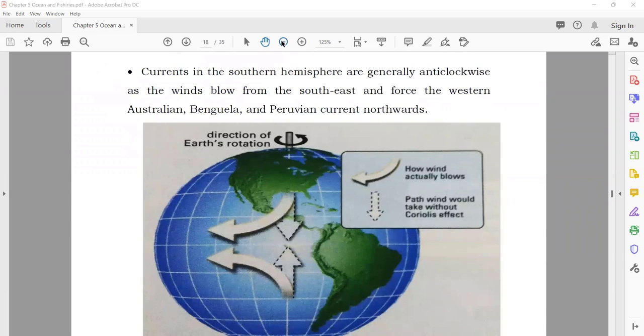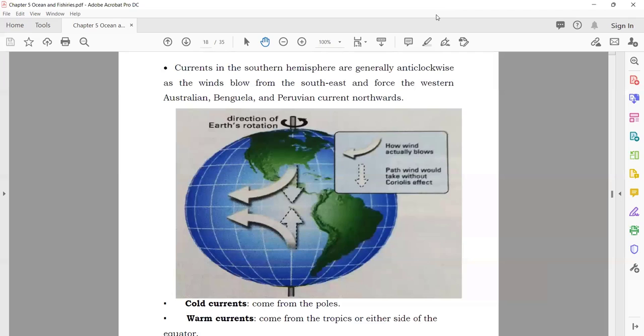See now here. The currents in the southern hemisphere are generally anti-clockwise, as the wind blows from the southeast and forces the Western Australian, Benguela, and Peruvian currents northwards. So here they are saying what happened.